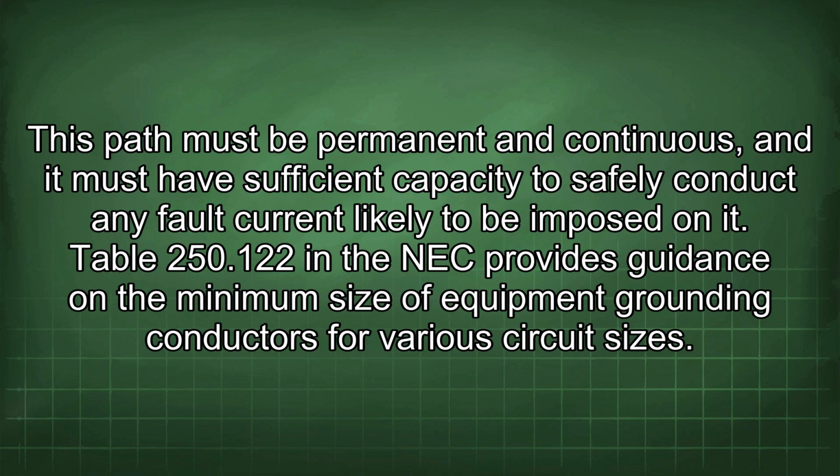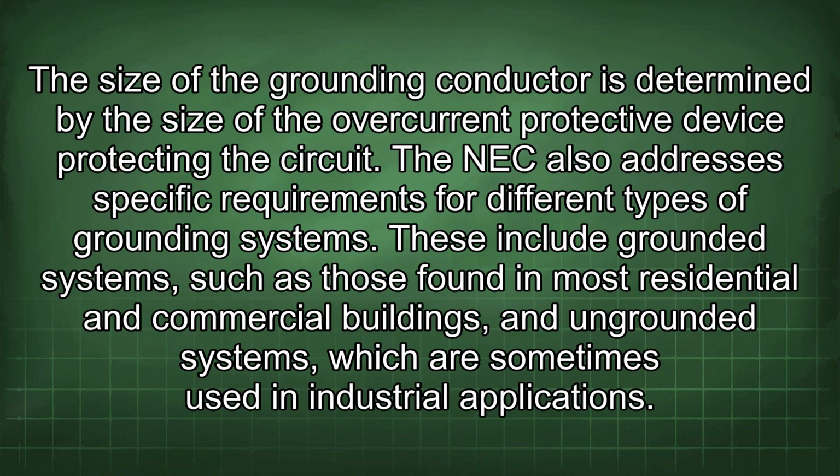Table 250.122 in the NEC provides guidance on the minimum size of equipment grounding conductors for various circuit sizes. The size of the grounding conductor is determined by the size of the overcurrent protective device protecting the circuit.